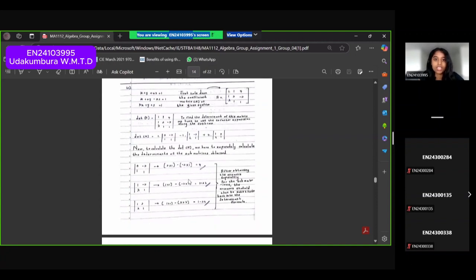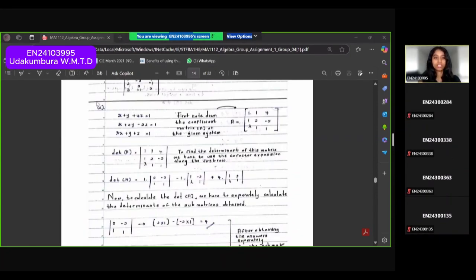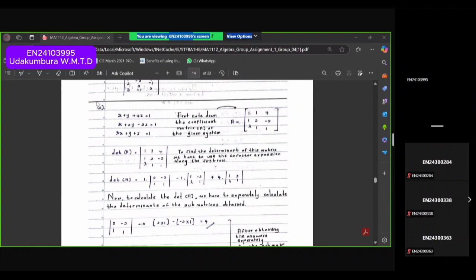So next up is part C. We have a system of equations. We have to find the values of lambda where the system of equations provides unique values. To do that, first we have to note down the coefficient matrix of the given system. Then, to find the determinant of this matrix, we have to use the cofactor expansion along the first row.